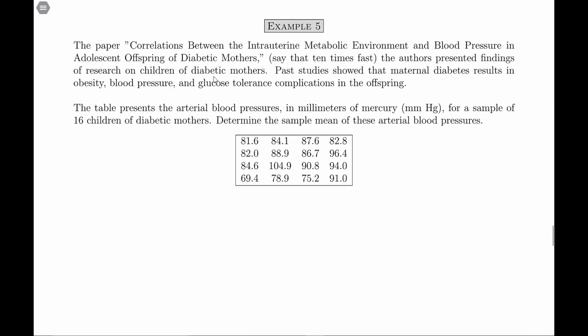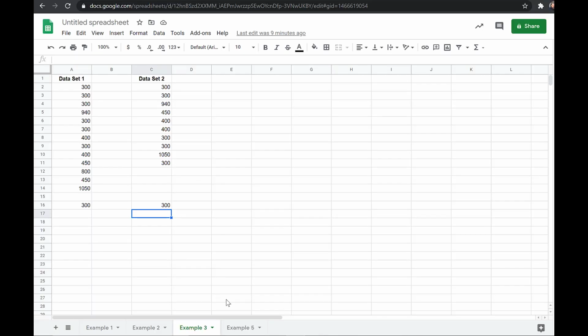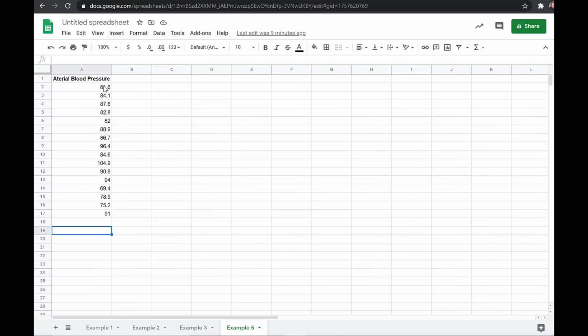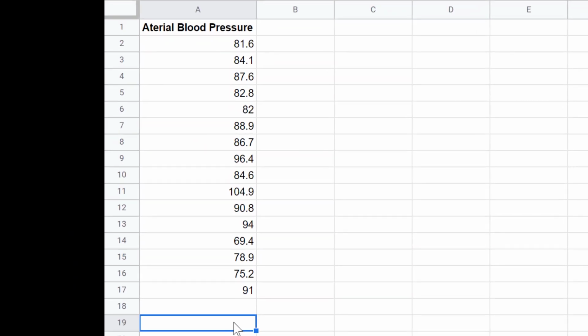The table that we're provided represents the arterial blood pressures in millimeters of mercury, or mmHg, for a sample of 16 children of diabetic mothers. Determine the sample mean of these arterial blood pressures. I've already put this data into Google Sheets for example 5. Here's all the data that we were presented with.